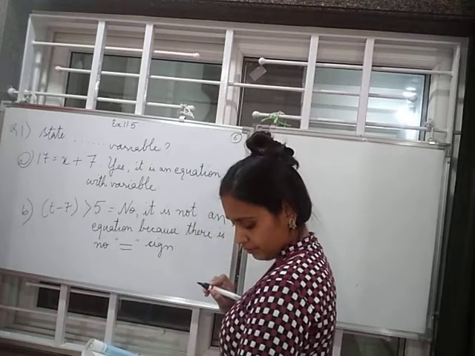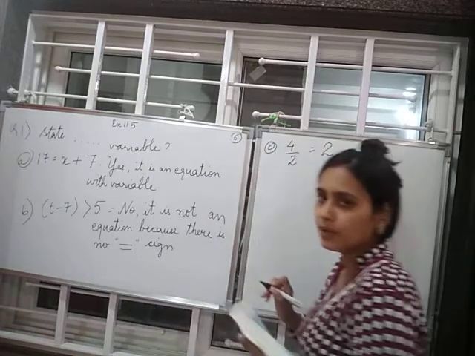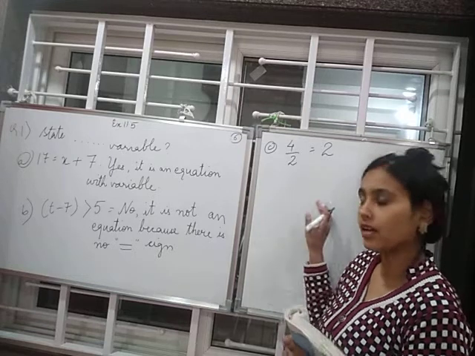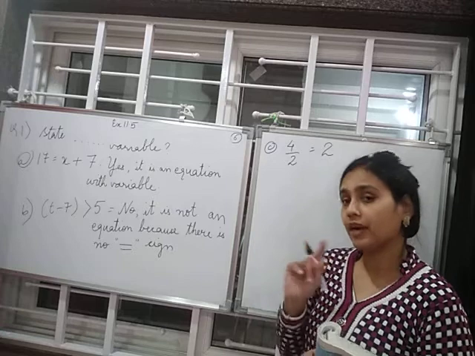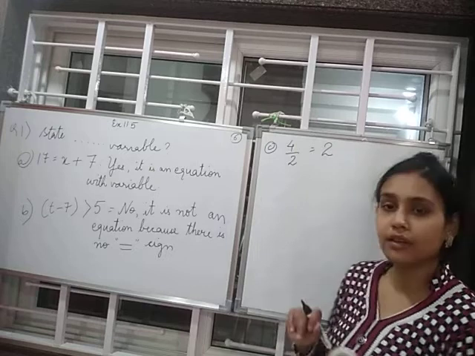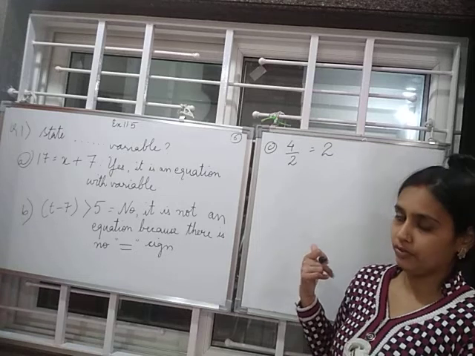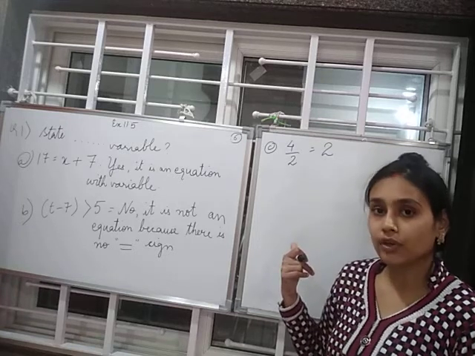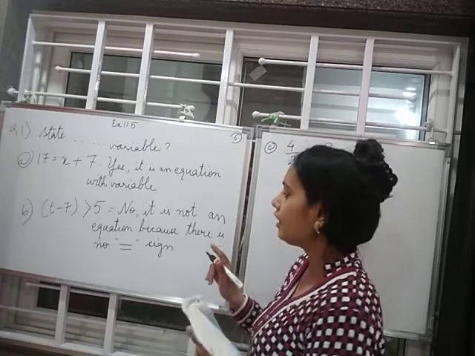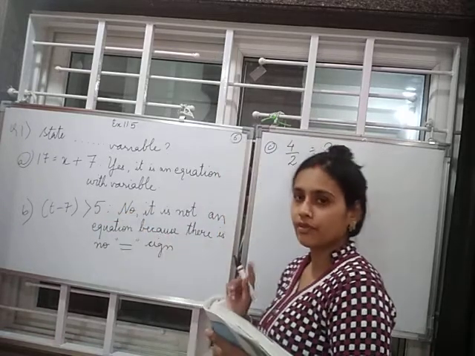Then we go to C. Is it an equation? Yes, it is an equation. It has LHS, it has RHS, it has an equal to sign. But we have to find equations with a variable. So does it have any variable? No. So for that reason, we will write that it's not an equation because it is not having any variable. Because here we are finding only and only the equations with variables.